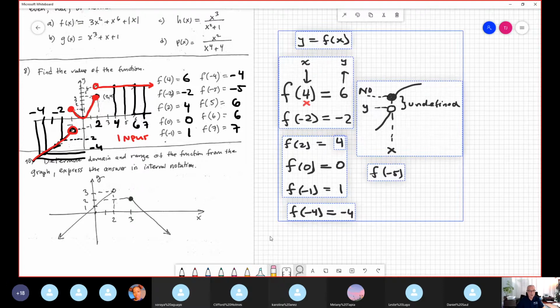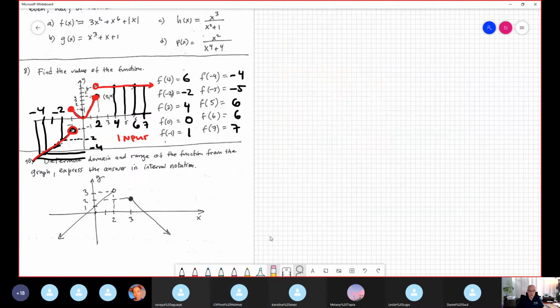How did you get 7? 7 what? For f of 7. f of 7 is 6. You know, sorry, I made a mistake here. f of 7 is 6 for the same reason, no? Because from 2 to positive infinity, the function is constant, and the constant is equal to 6.